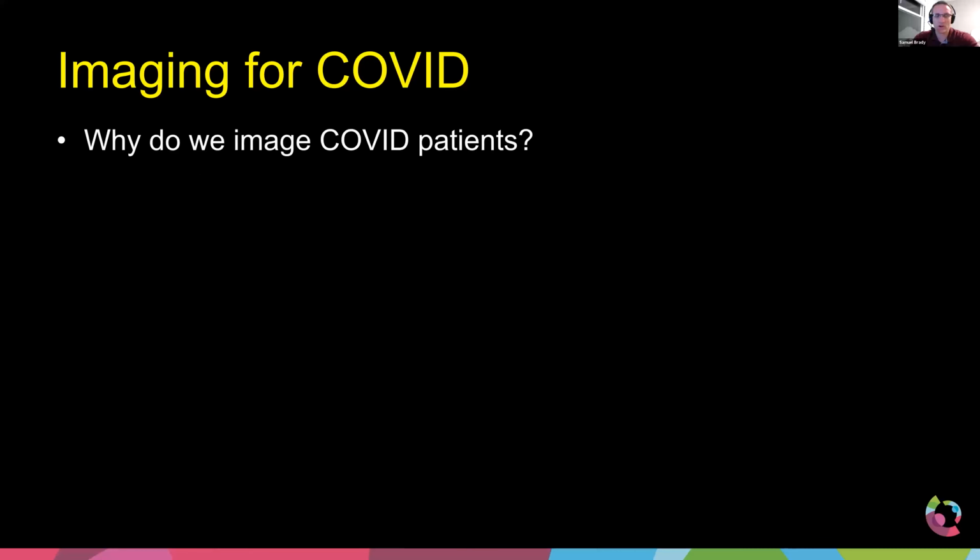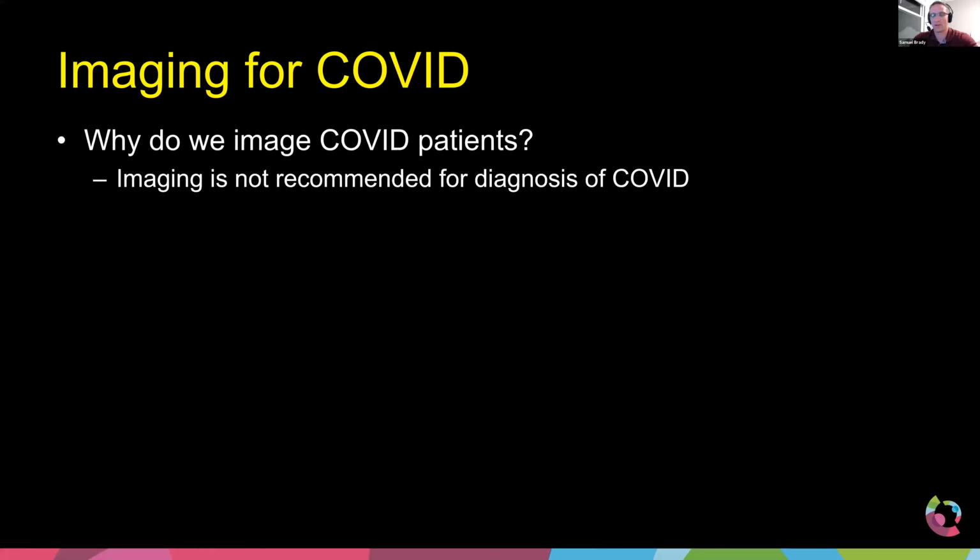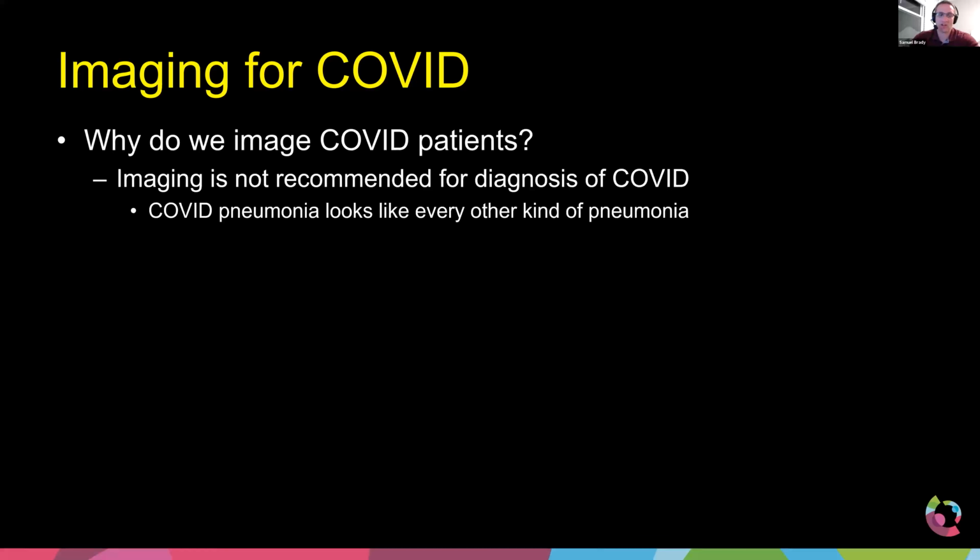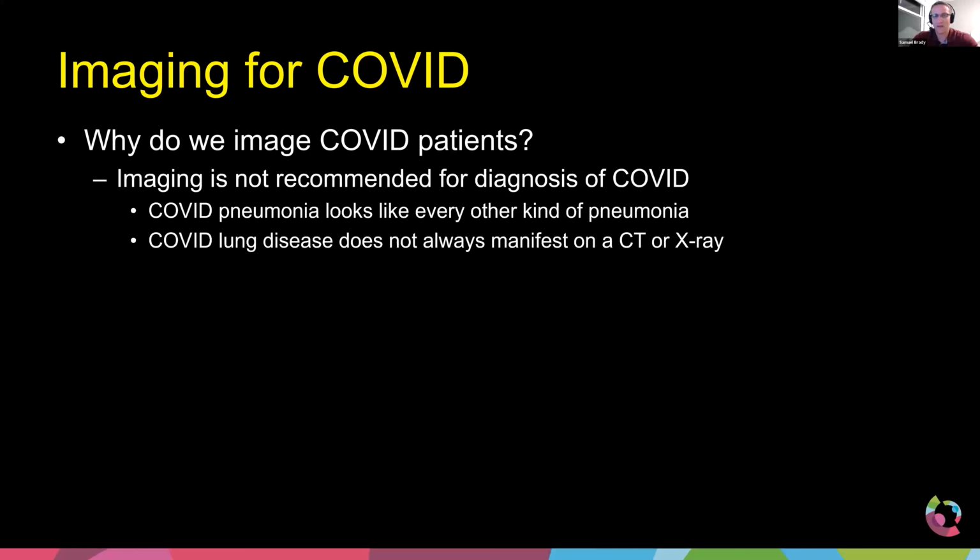So why do we image COVID patients? It's often been asked, especially when it all started. We immediately saw people taking x-rays and CT scans, and we could see the ground glass opacification, the pneumonia-like look in the images. But the reality is that imaging is actually not recommended for the diagnosis of COVID. And that is just because COVID pneumonia looks like basically all other pneumonia. In fact, neither CT nor X-ray has been shown to be any more specific for COVID.